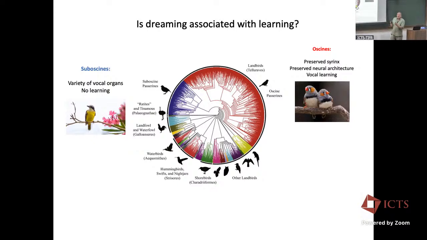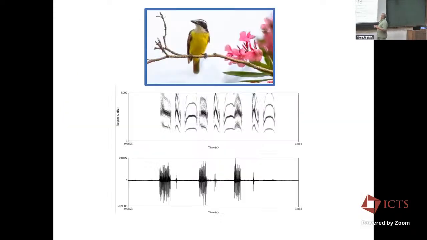So what if I take a suboscine, which is phylogenetically close to the songbirds, and they don't need to learn? They have genetically programmed all their vocalizations. Do they dream? Do they have variable dreams? Do they dream at all? So to address this question, we work with a beautiful bird that exists in America. This is a Kiskadi, Pitangus sulfuratus, and it's very common in Argentina in particular.